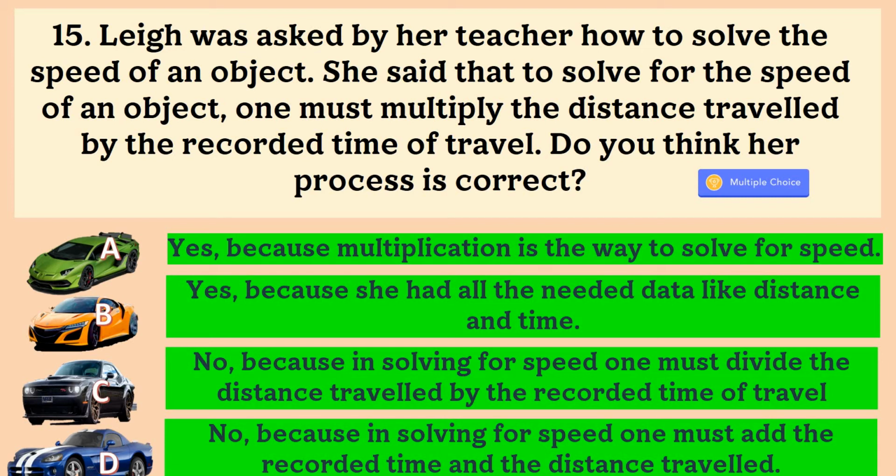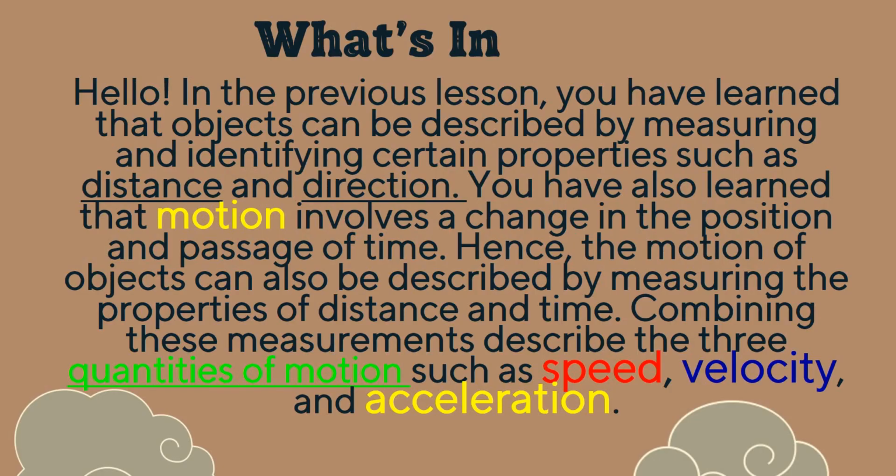Okay? With question number 15 as our review quiz, the correct answer is letter C. No, because in solving for speed, one must divide the distance traveled by the recorded time of travel. Very good. So let's continue.